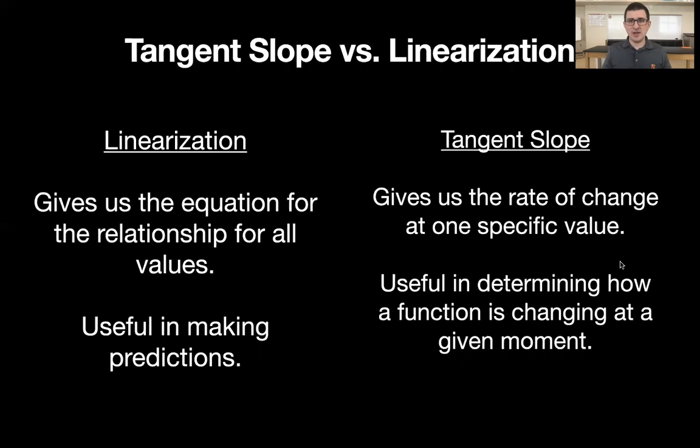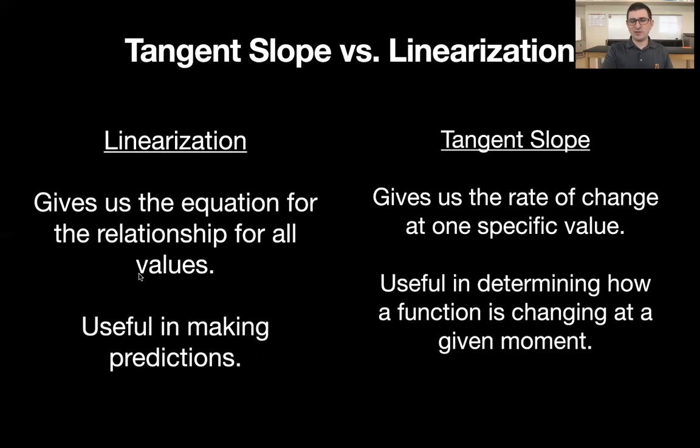So to wrap up my video, let's just look a little bit at the difference between linearization and tangent slope calculation. Linearization gives you an equation, and equations are useful in making predictions. But if I want to know how the function is changing at a given time, at a given moment, at a given value, then the tangent slope can tell me how it is changing. So this is useful to tell me what the actual value is, and this is useful to tell me how the value is changing. So it depends on what the question is asking.